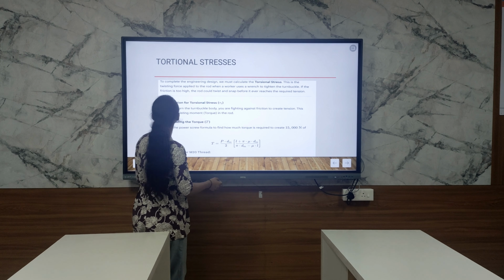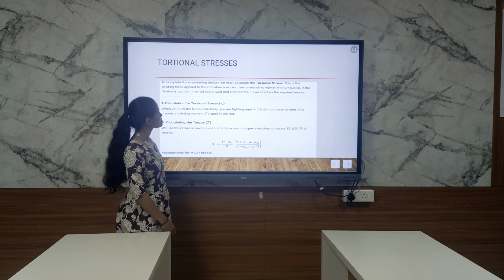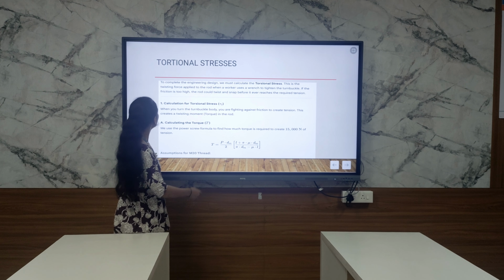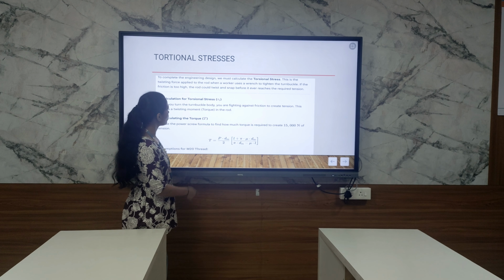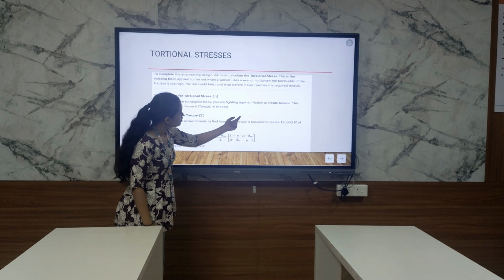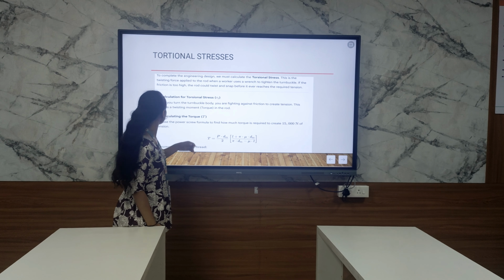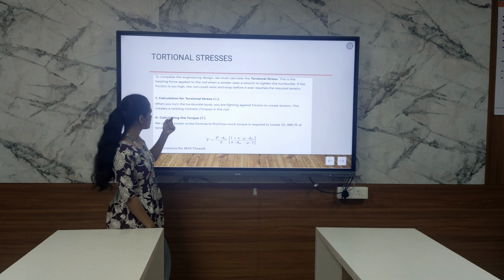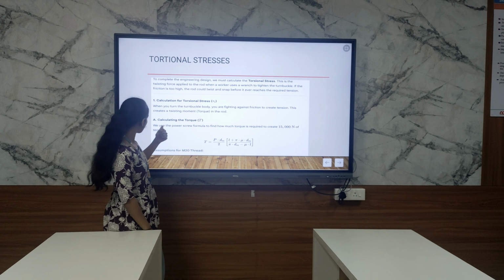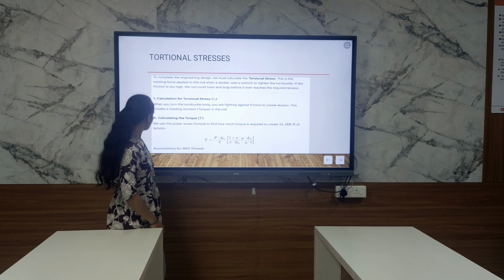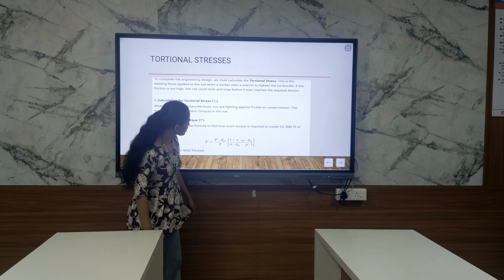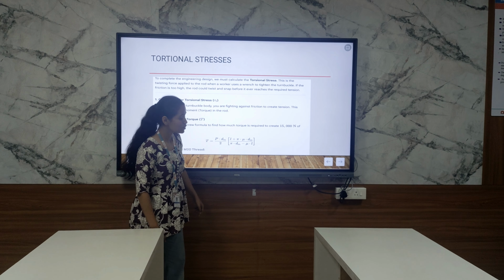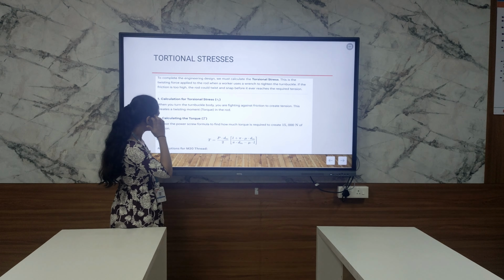Next one is torsional stress. To complete the engineering design, we must calculate torsional stress. Calculation for torsional stress: when you turn the turnbuckle body, you are fighting against friction to create tension, and this creates a twisting moment in the rod. First point is calculating torque. We use the power screw formula to find how much torque is required to create 50,000 Newton of tension.